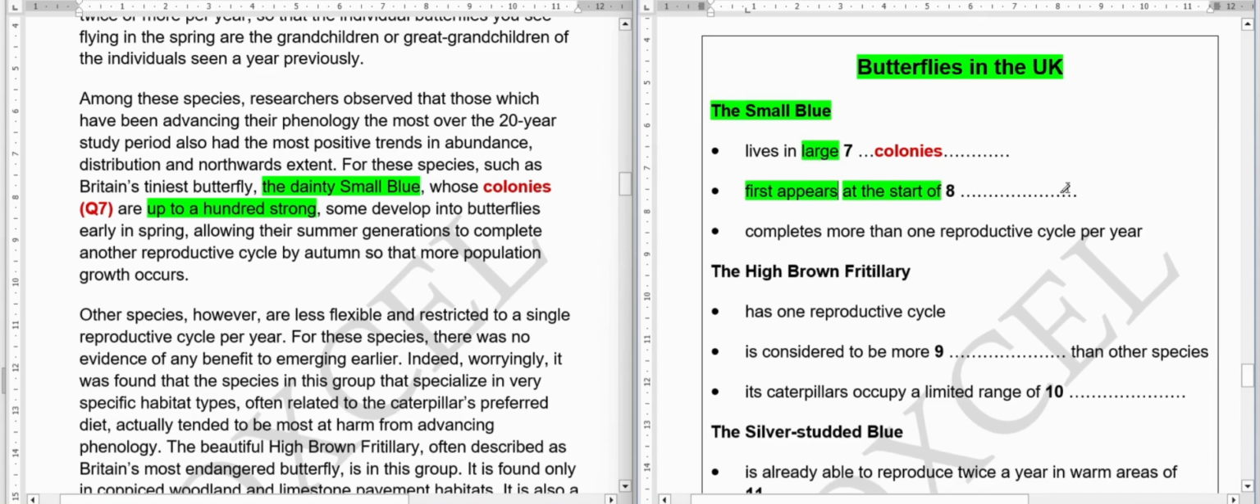So it should be some type of time, at the start of winter, at the start of summer, at the start of ABC, any kind of such word. Let's see. We have read something about that. Some develop into butterflies early in spring, allowing their summer generation to complete another reproductive cycle by autumn, so that more population growth occurs. I'm not going to delve more into it. First you tell me the answer, the location is this, and you have 10 seconds to tell me the answer. I hope I have made it abundantly clear by now, and your time starts now.